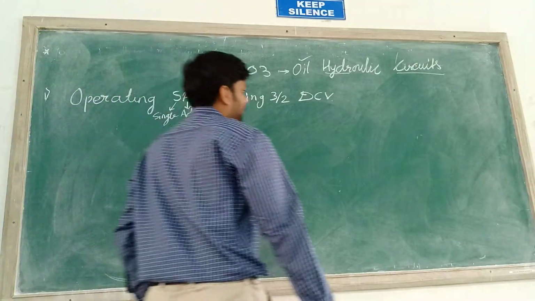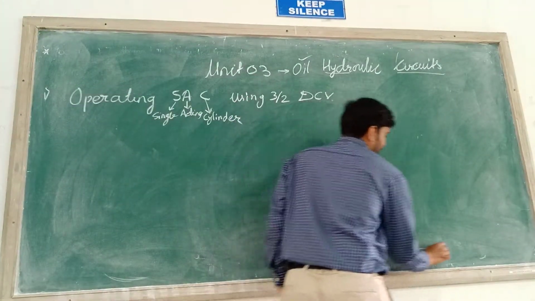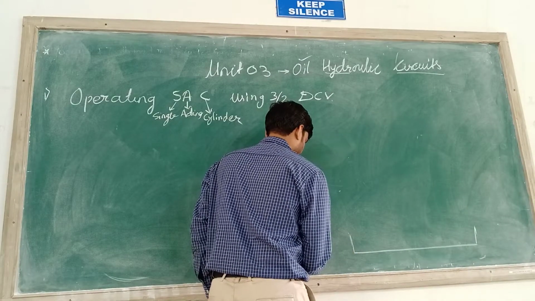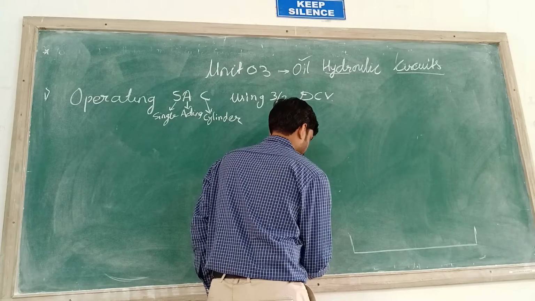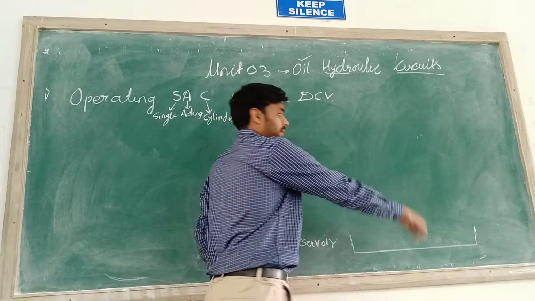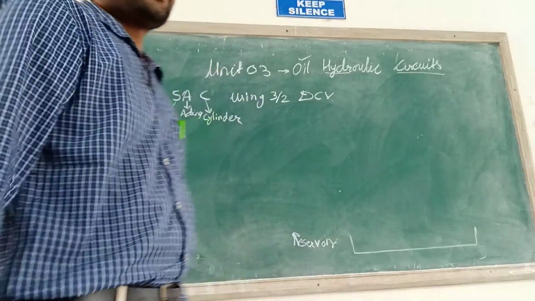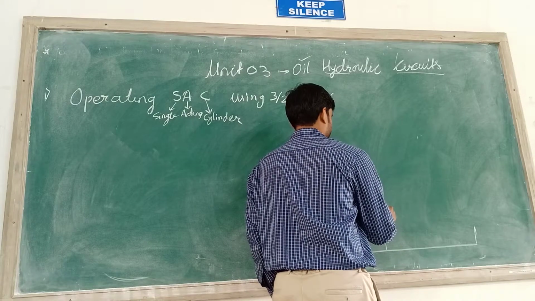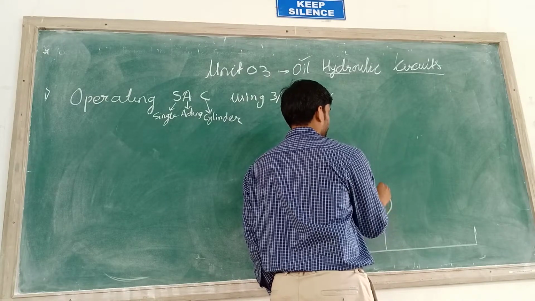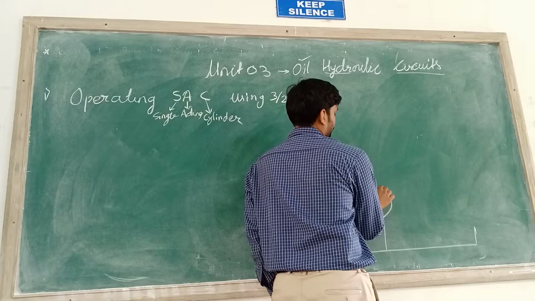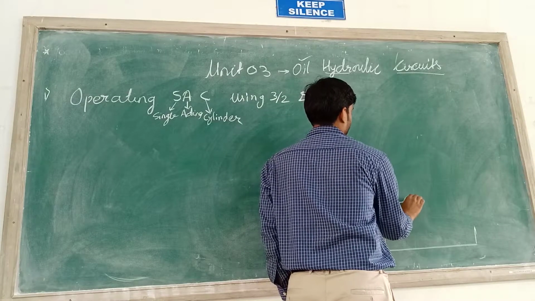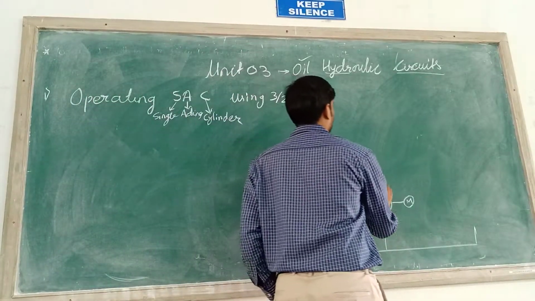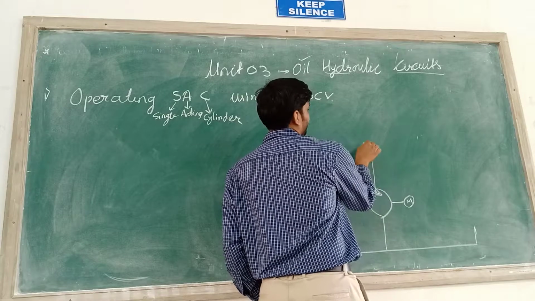Okay, so here I am drawing this circuit. Initially we have this reservoir. Then we connect it with the pump and the motor here, this unidirectional motor. Then this is connected with the 3 by 2 direction control valve.